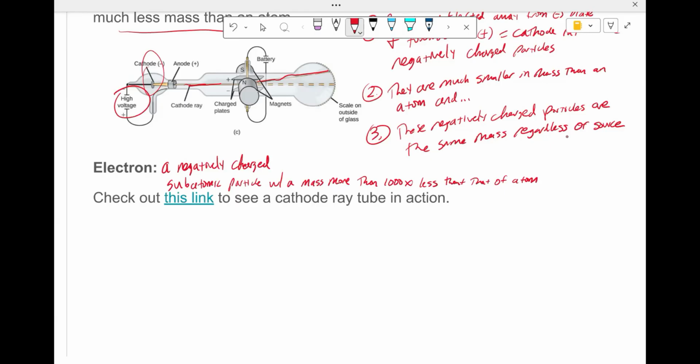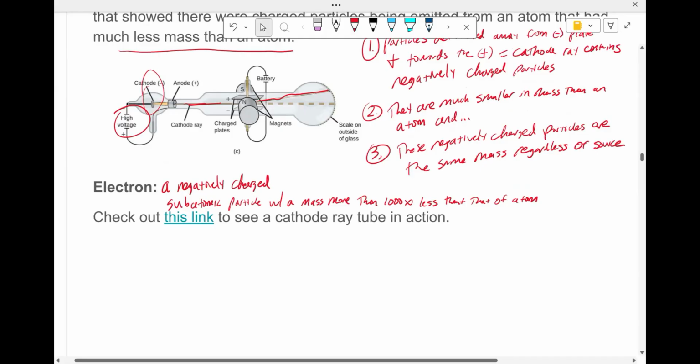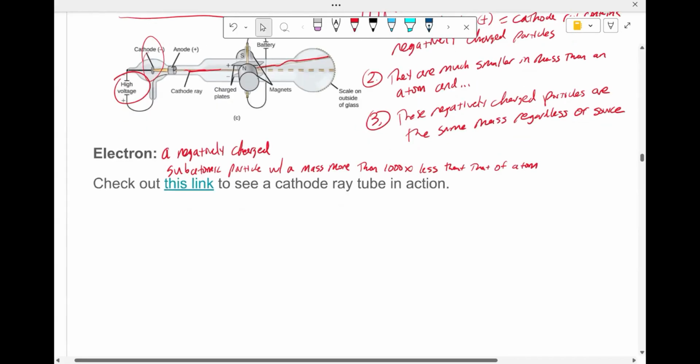So putting all those things together, scientists were able to deduce that there's something in an atom that's much, much smaller than an atom. It's got to have negative character to it. It's negatively charged. Now I put a link in the notes here to see this cathode ray tube in action, a more modern version of this, and you can see firsthand how these negatively charged particles are deflected.